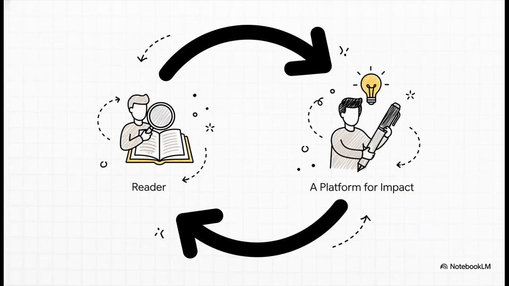And just like that, we've come full circle. This entire blueprint, this whole city map, it's all designed to serve two main purposes. For the reader, it's an engine for discovery. For the creator, it's a platform for making an impact. It's this amazing symbiotic system where consuming knowledge and creating new knowledge are constantly feeding each other.